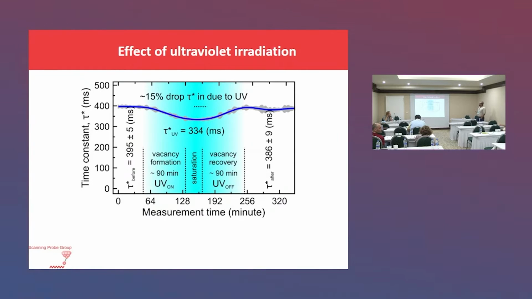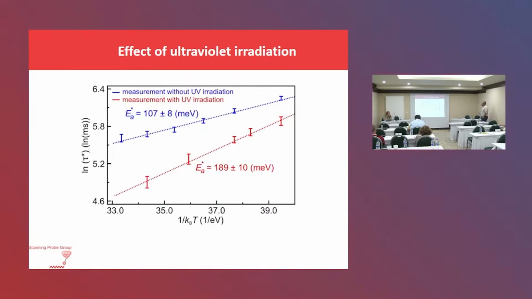And then when we looked at the effect of ultraviolet irradiation, we have seen that the time constants associated with charge carrier dynamics are actually decreasing with ultraviolet irradiation of the surface. So this means that when we irradiate the surface with ultraviolet light, the surface oxygen vacancies motivate the motion of bulk charge carriers. So this was an interesting result.